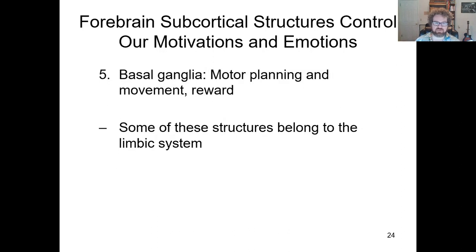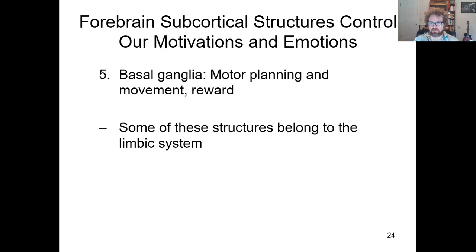And finally, the fifth structure of the limbic system is the basal ganglia, which is a dopaminergic structure, meaning that it operates using the neurochemical dopamine, just like the midbrain structure of the substantia nigra, which relies upon dopamine. The basal ganglia relies upon dopamine as well. So the basal ganglia is also part of the circuit that manages motor movements.